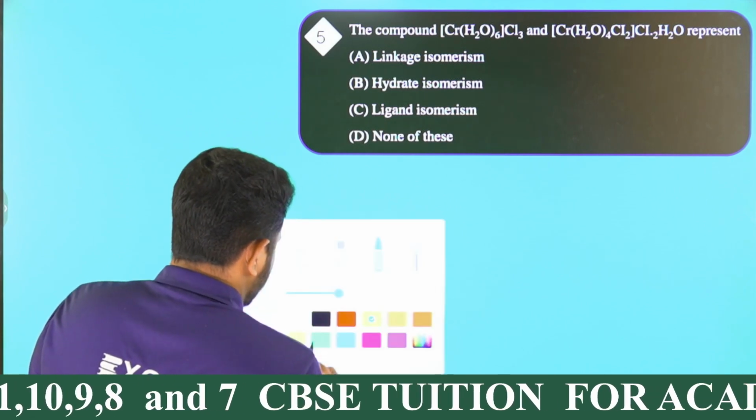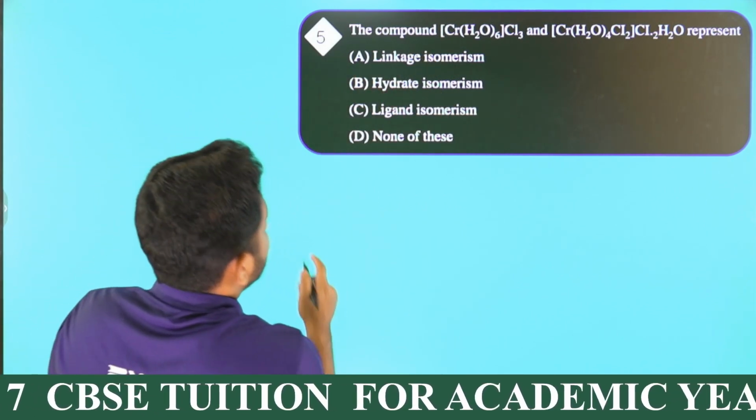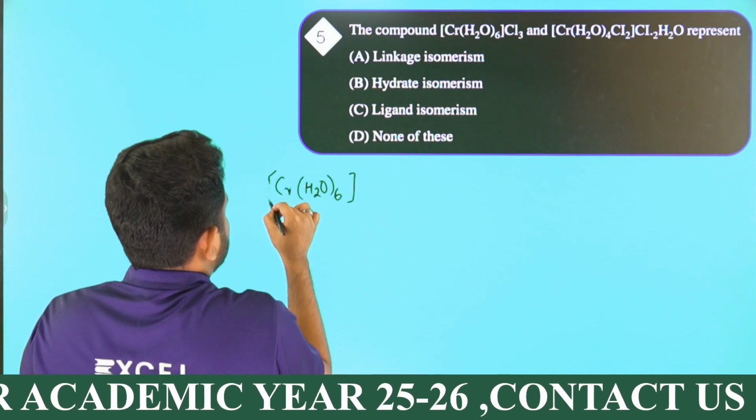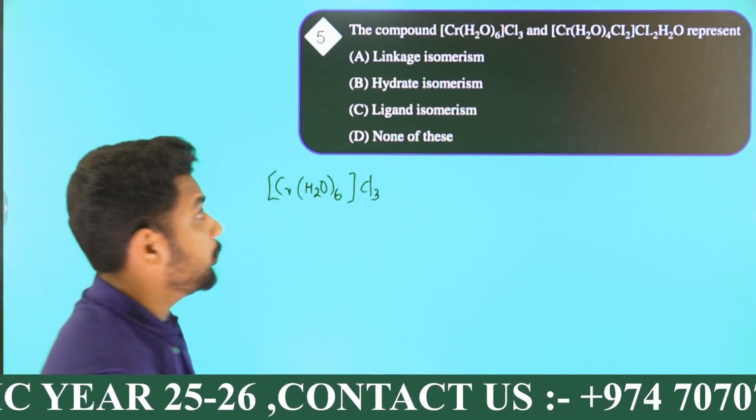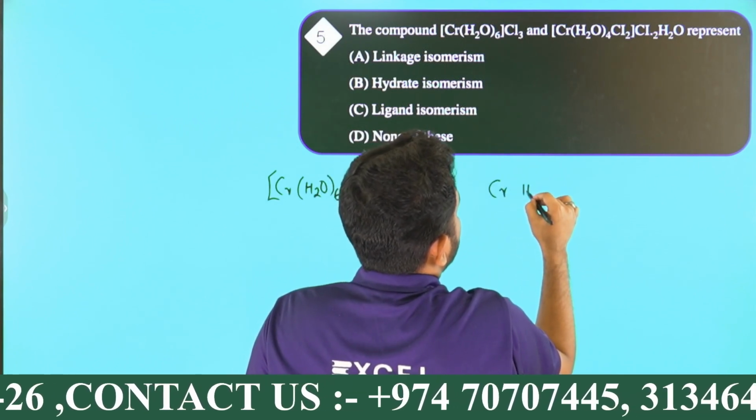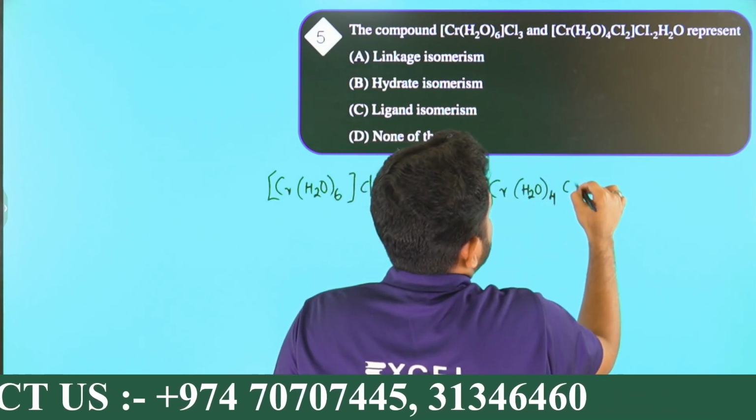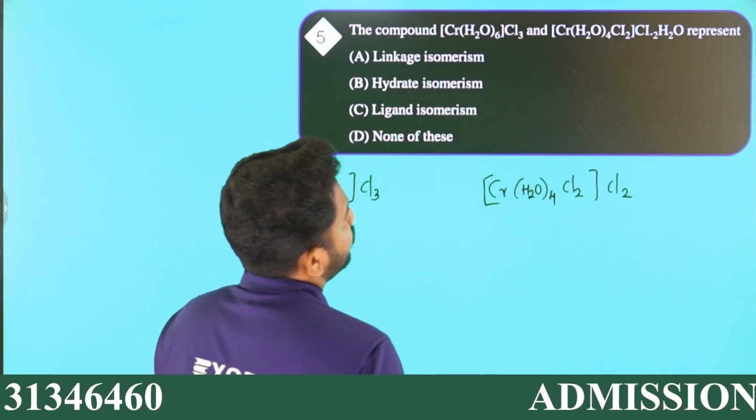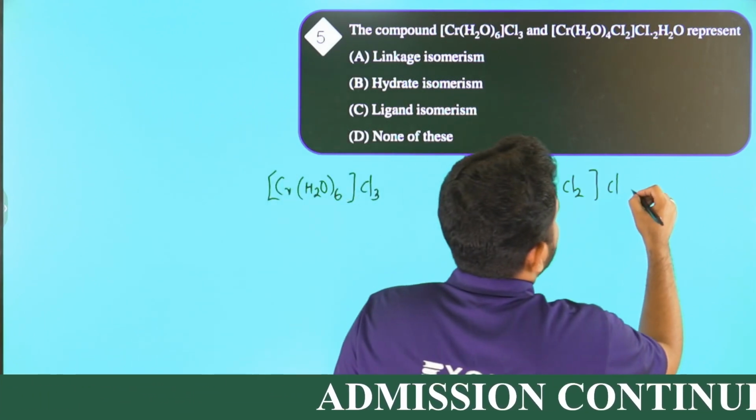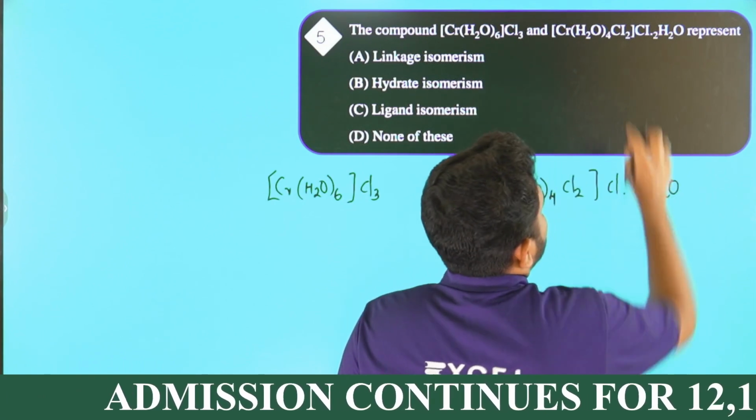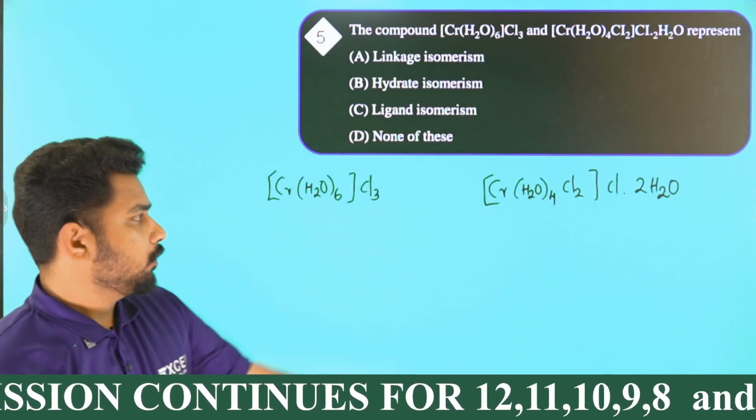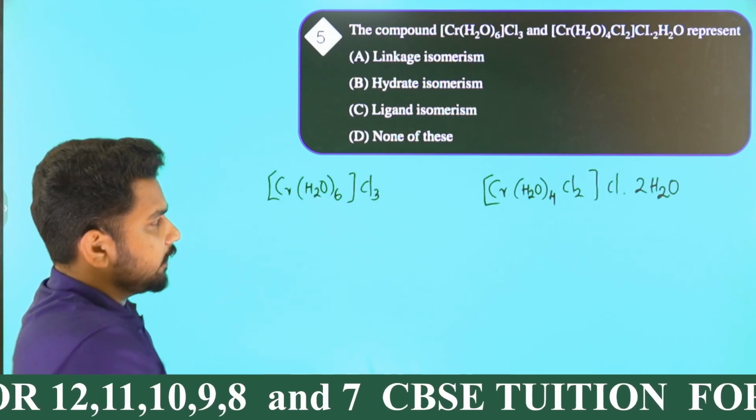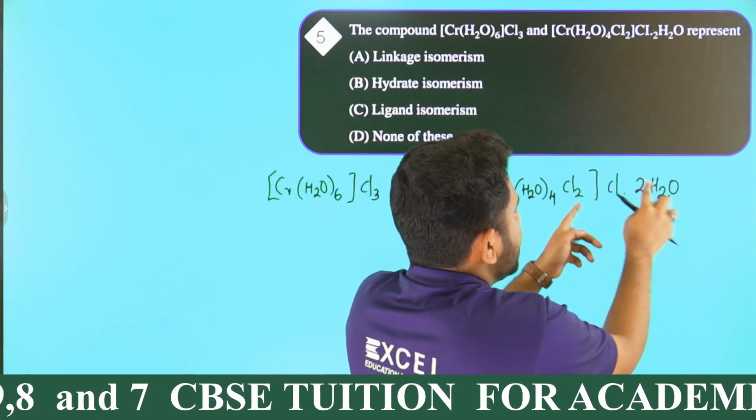Let's see. For that, I am writing the compounds given in the question. The first compound given is [Cr(H2O)6]Cl3. The second compound is [Cr(H2O)4Cl2]Cl·2H2O, so a Cl is there outside, and also 2H2O is there. So these are the two compounds given in the question. First one, [Cr(H2O)6]Cl3. Second, [Cr(H2O)4Cl2]Cl·2H2O.